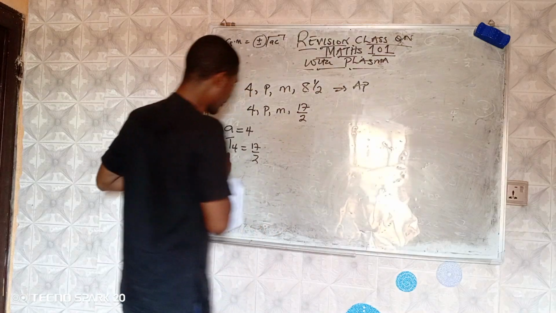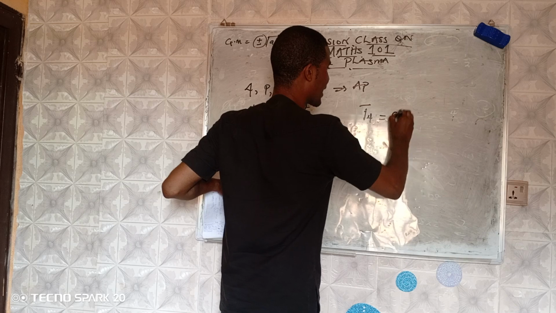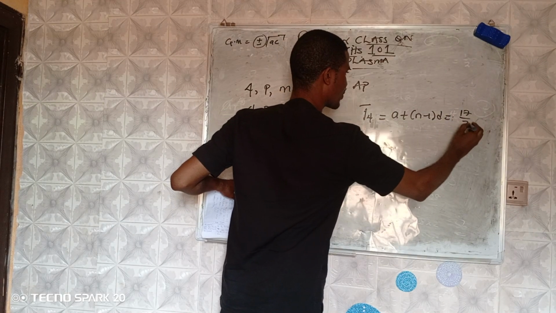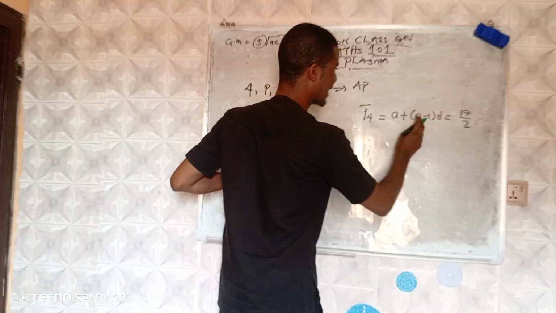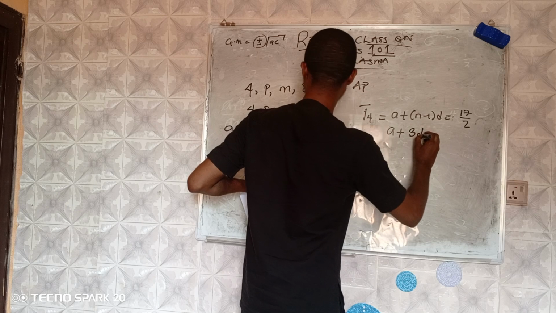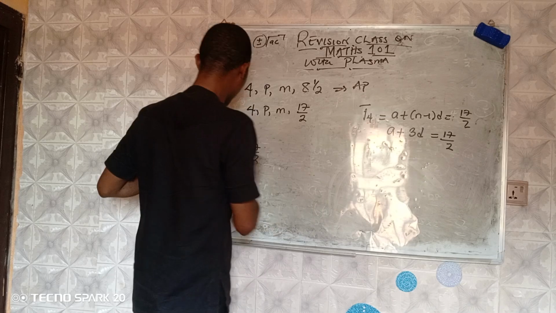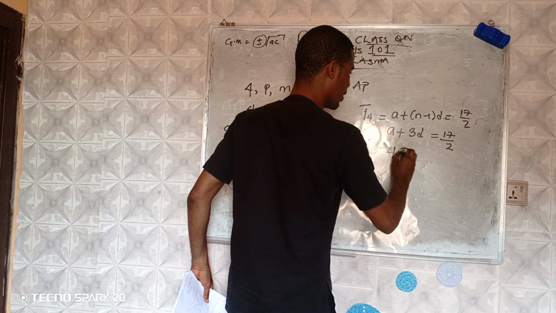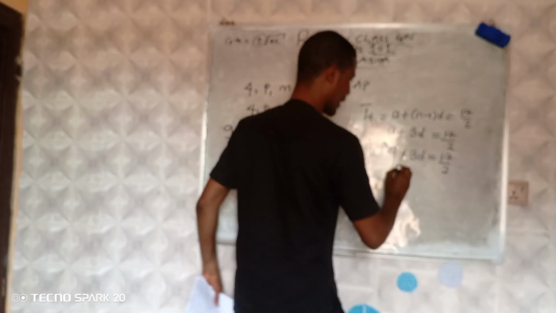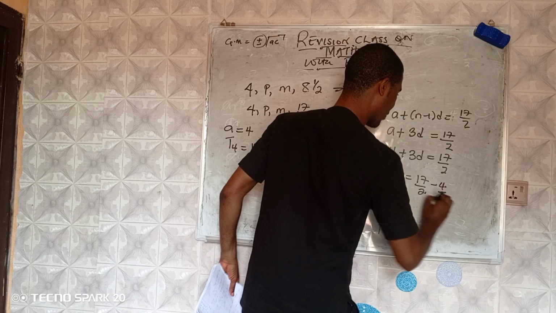So, for T4 to be 17 over 2, it means that T4 is equal to A plus N minus 1 D, which is equal to 17 over 2. Do you remember that? My N is now 4, so A plus 4 minus 1, which is 3, D is equal to 17 over 2. But A is given to us as 4. So I have 4 plus 3D is equal to 17 over 2. So that 3D becomes 17 over 2 minus 4 over 1.